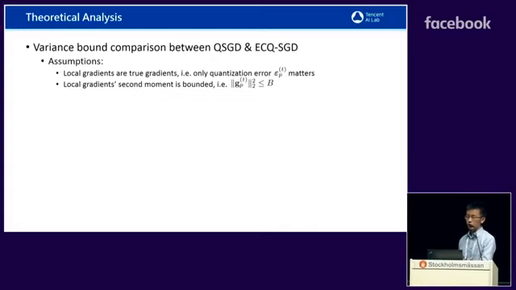It is worth noting that QSGD is actually a special case of our method when we set alpha to zero, which disables the error feedback scheme. Here we use two assumptions. The first one is that local gradients are true gradients, so that we are doing gradient descent instead of mini-batch stochastic gradient descent, and only the quantization error will contribute to the random noise in the gradient. The second assumption is that the local gradient's second moment is bounded by the constant B here. This holds for both algorithms.